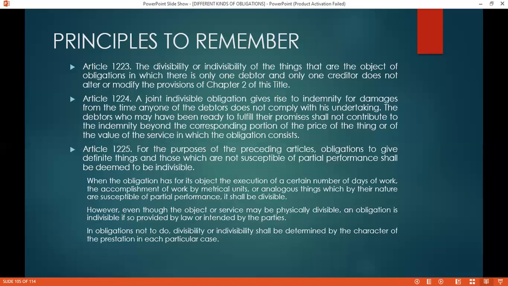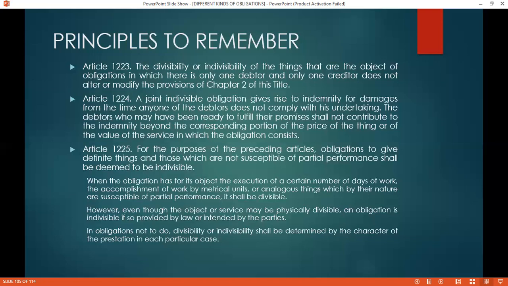When the obligation has for its object the execution of a certain number of days of work, the accomplishment of work by metrical units or analogous things which by nature are susceptible of partial performance, it shall be divisible. Like sa trabaho, di ba? It can be divisible kasi you can divide it by the number of hours, number of days, etc. However, even though the object or service may be physically divisible, an obligation is indivisible if so provided by law or intended by the parties. Yun yung sabi natin kanina, no? Kahit na divisible siya, pero kung i-treat siya as indivisible by the parties, then wala tayong magagawa. Ibig sabihin, that is conventional indivisibility based sa agreement ng parties.